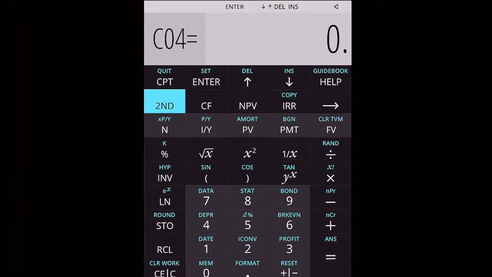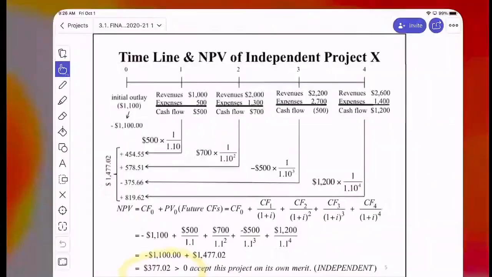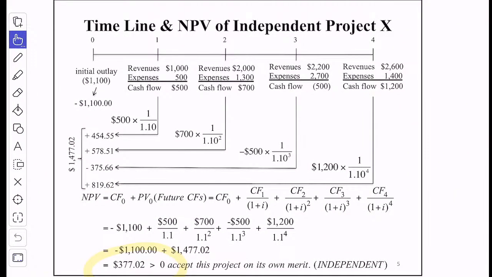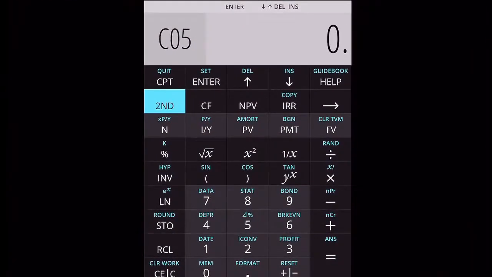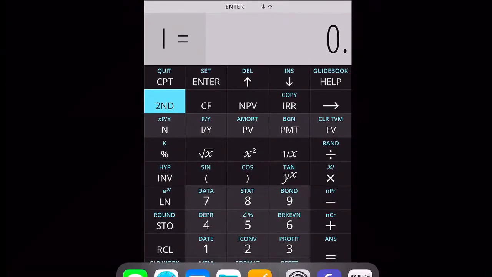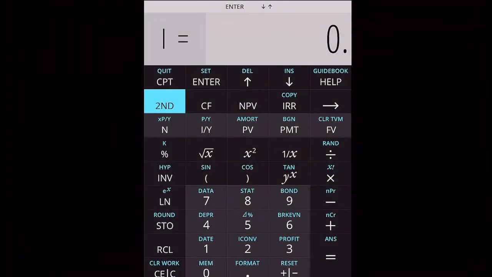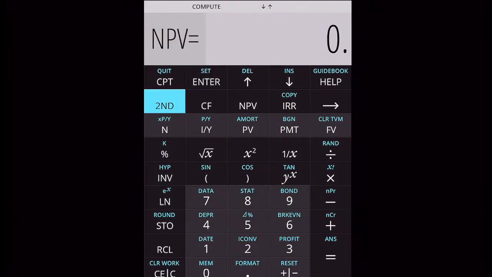Down, down. Oops, wait, what happened? So I entered down, down, and then 1200. And is that it? Did I do it right? 4 periods. Then I have to ask for NPV, and it asks me for the interest rate, which is 10%. So I enter 10, enter down, and then I compute my NPV, and it's done.